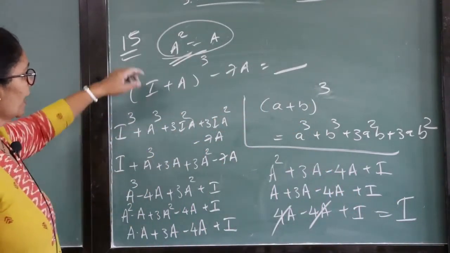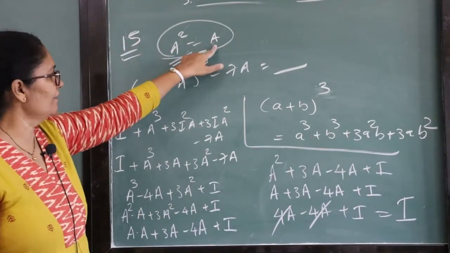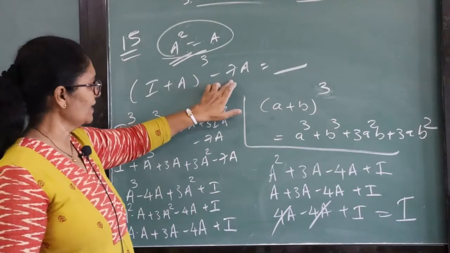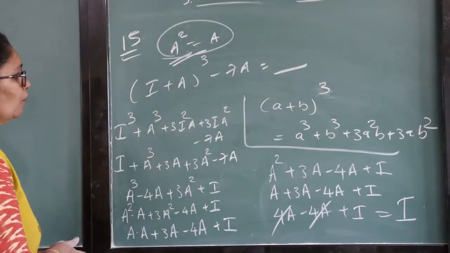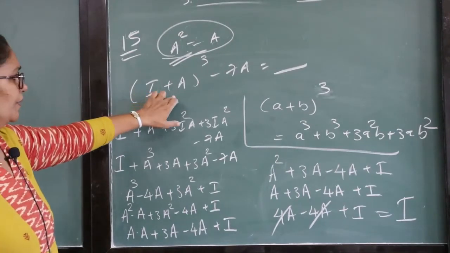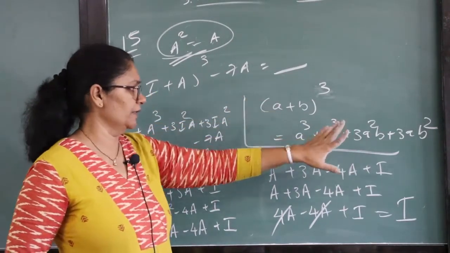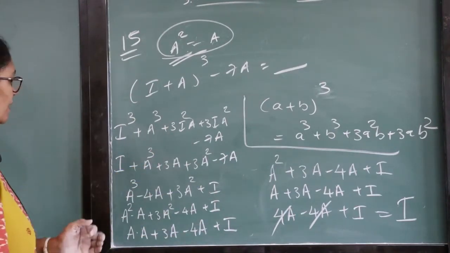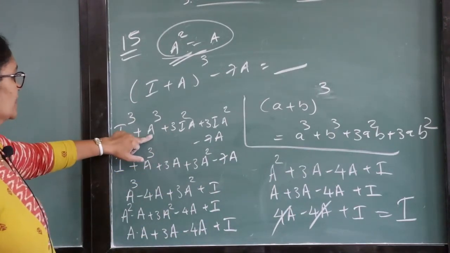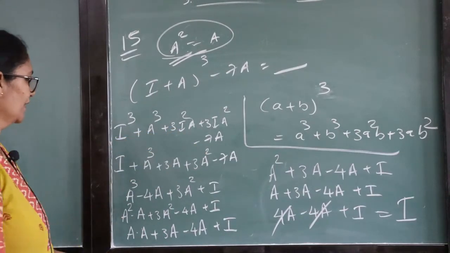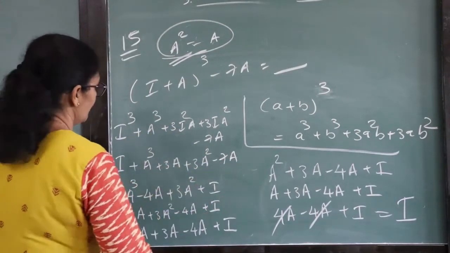Let's do it one more time. A square equal to A is given as a result. Your question is I plus A whole cube minus 7A equal to, you have to prove what is given in the 4 options. First I wrote the formula for A plus B whole cube: A cube plus B cube plus 3A square B plus 3AB square. So we have written I cube plus A cube plus 3 I square A plus 3 I A square minus 7A. Now I have written here the simplified form.